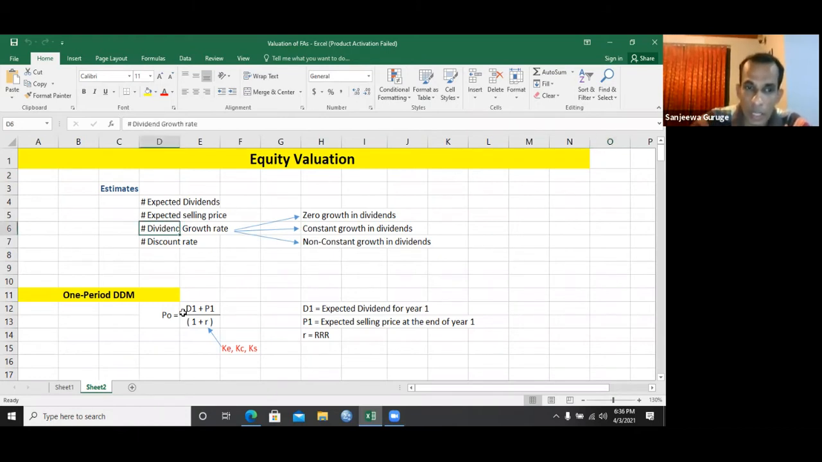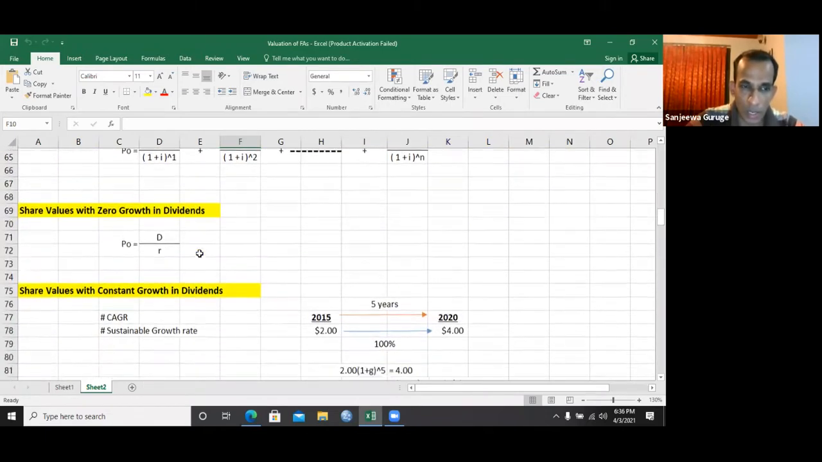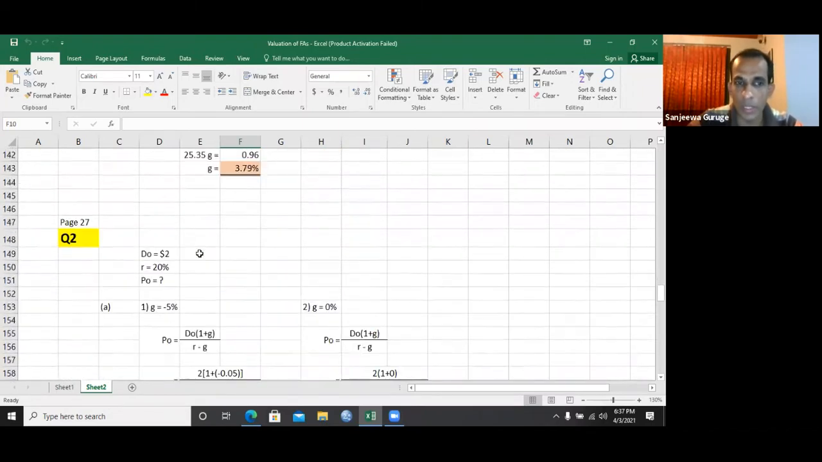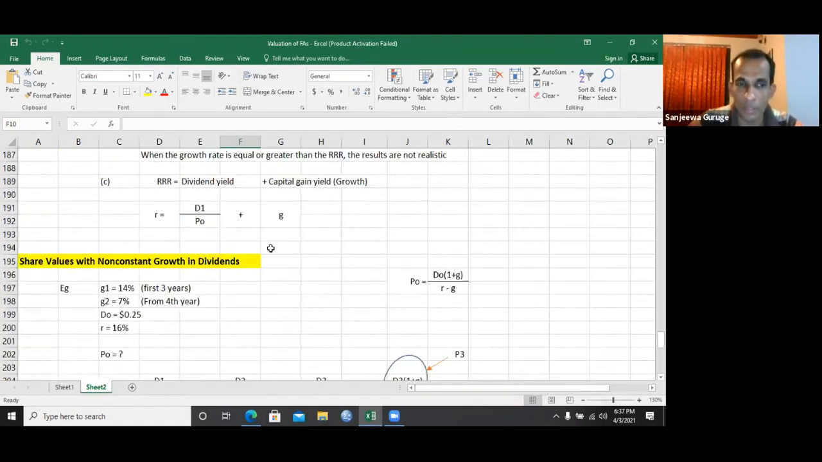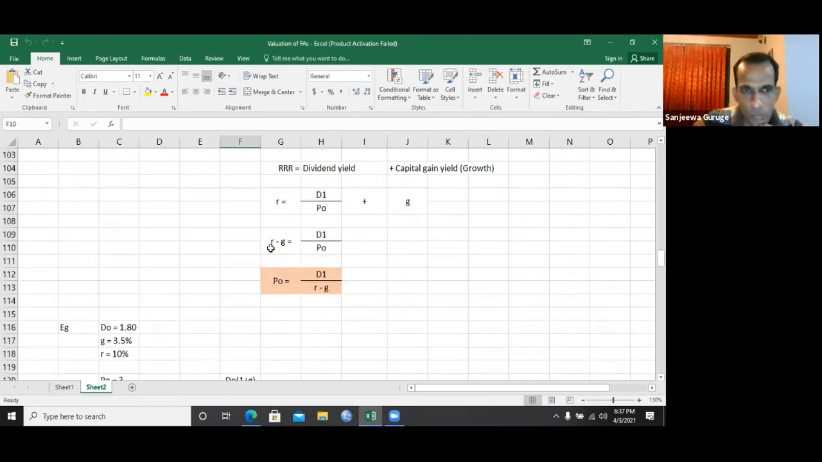Especially the assumption related to the dividend growth rate, one of the most important assumptions we need to make in equity valuation. We discussed three main types of assumptions: zero growth in dividend, constant growth in dividend, and the method of non-constant growth in dividend.